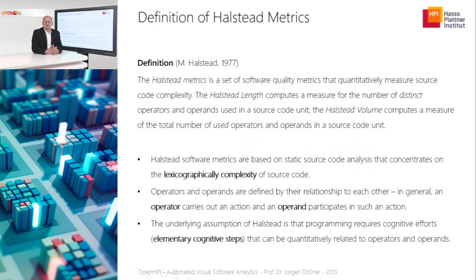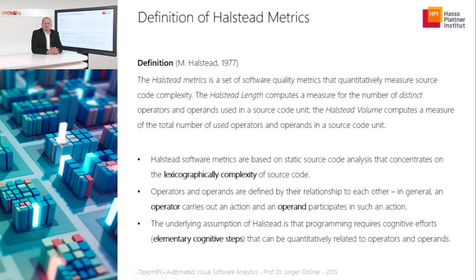The Halstead Metrics is a set of software quality metrics that quantitatively measure source code complexity. In particular, it provides two base measures. The Halstead length computes a measure for the number of distinct operators and operands used in a source code unit, and the Halstead volume, which computes a measure of the total number of used operators and operands in a source code unit.